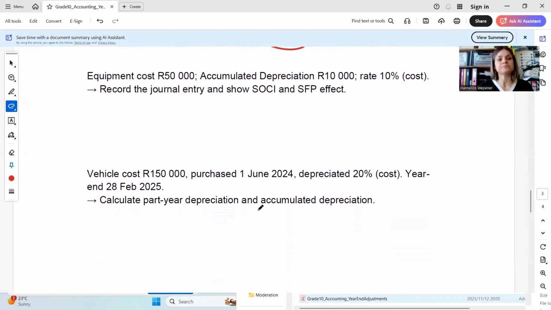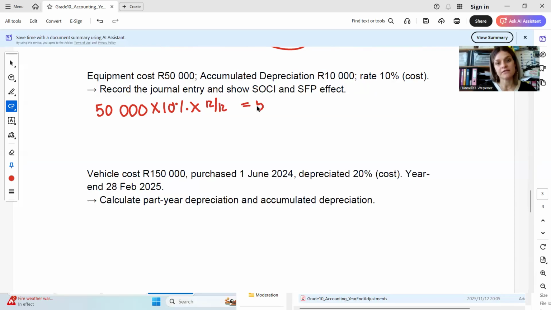Righto. Next up, equipment cost 50,000 Rand. The accumulated depreciation currently in your pre-adjustment trial balance is 10,000 Rand. Your rate is 10% using the straight line method, so 10% on cost. So nice and easy. Yes, I've given you the accumulated depreciation for now, like on the first day, but you must still calculate the current year's depreciation using the cost, because it's straight line method on cost, times 10% for the full financial year, because they didn't tell us otherwise.